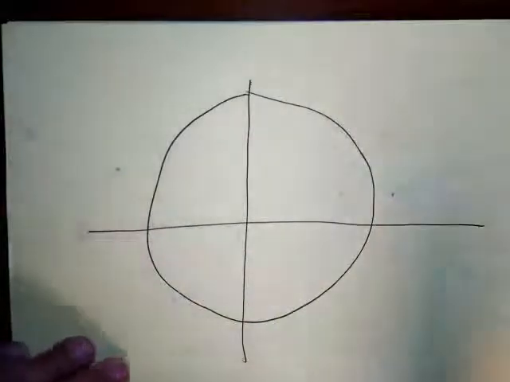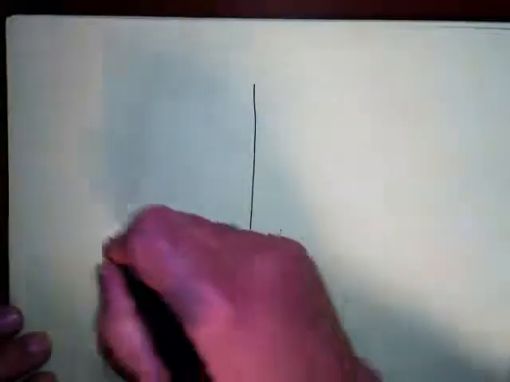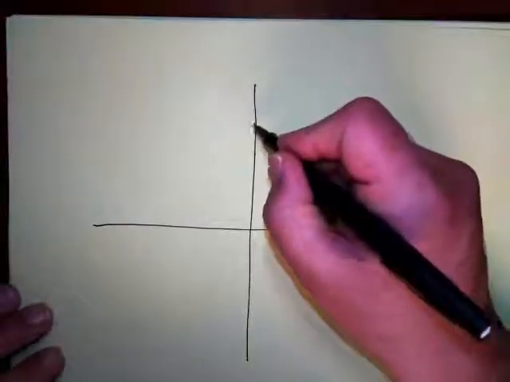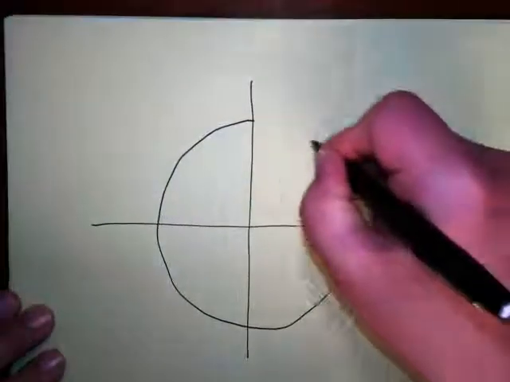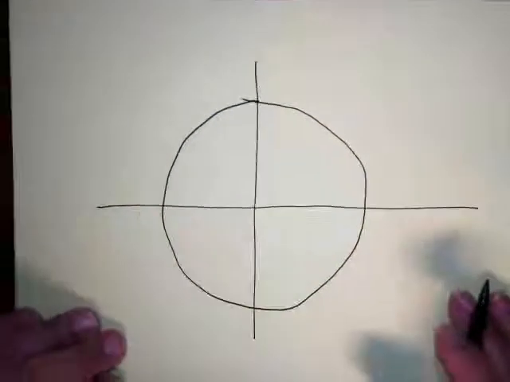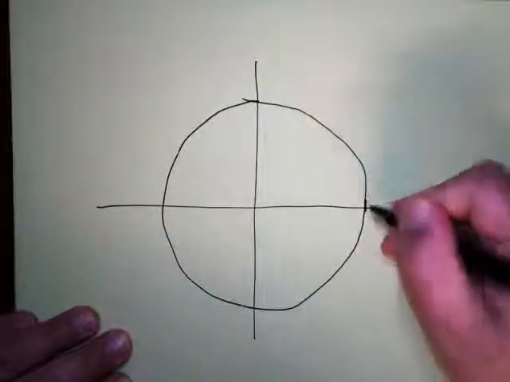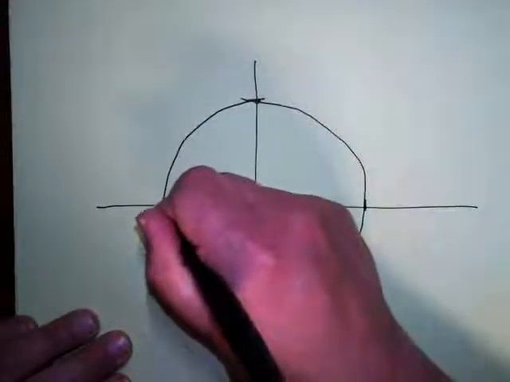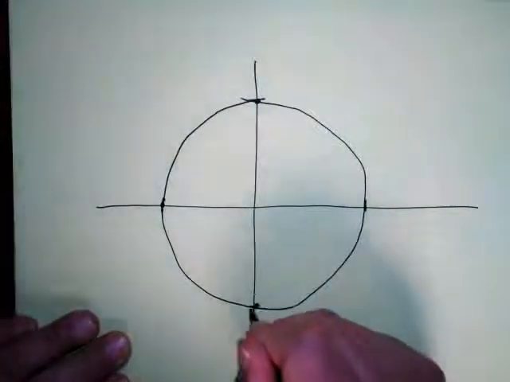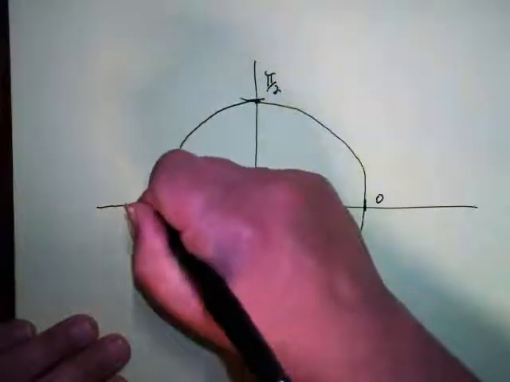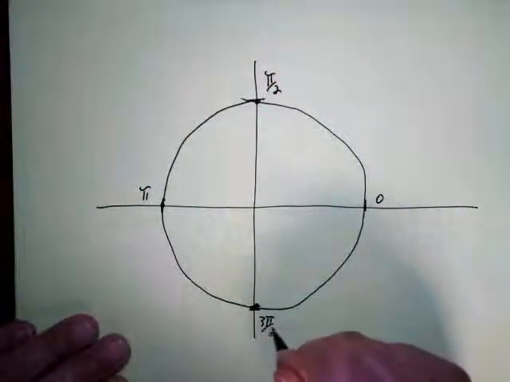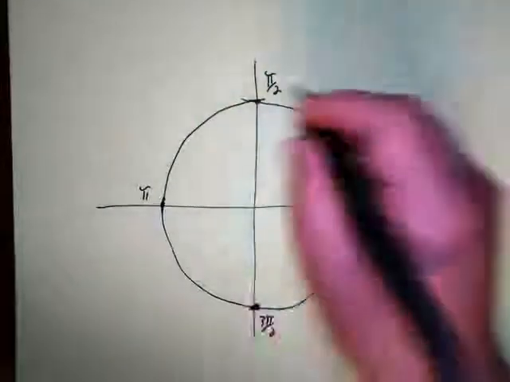So we got these points. We know this is 0, pi over 2, pi, 3 pi over 2, and then 2 pi. And then you could keep going around.